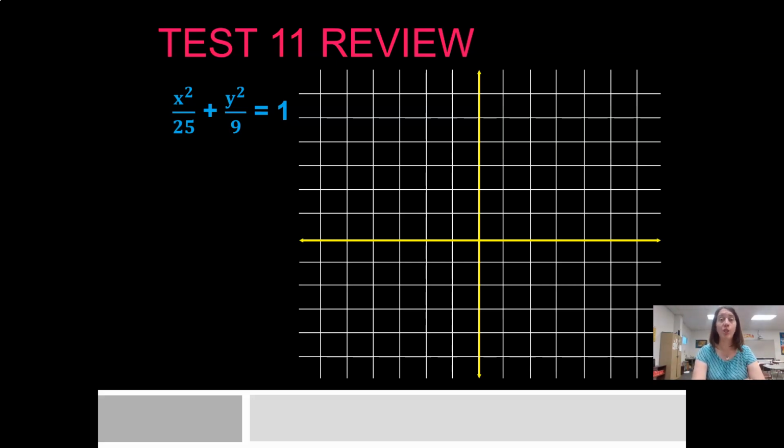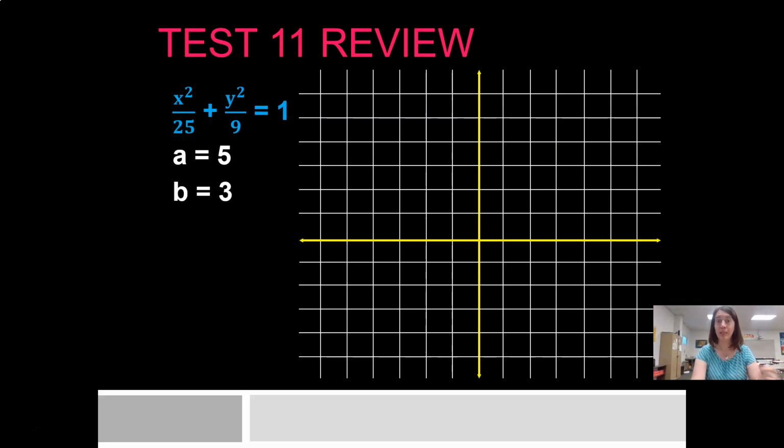The A always corresponds with the major axis, which is the bigger of your two numbers. So what did I square this time to get to a 25? It was the number 5. What did I square to get to the number 9? It was 3. So the A would be 5 and B would be 3.